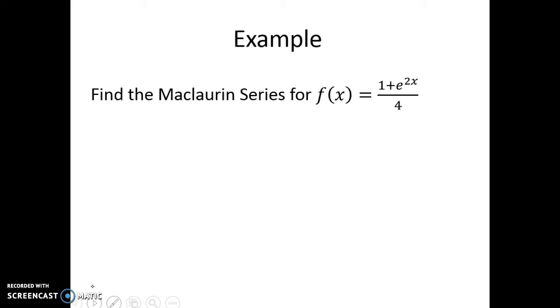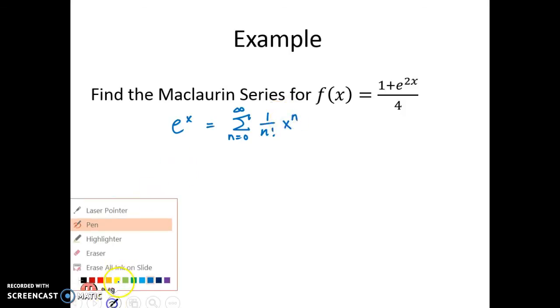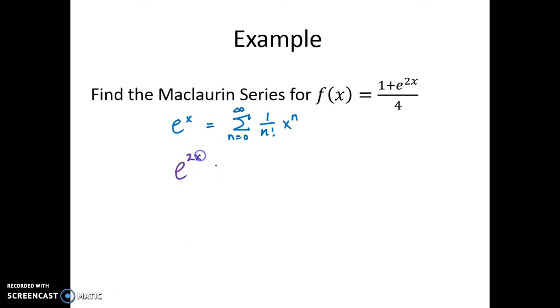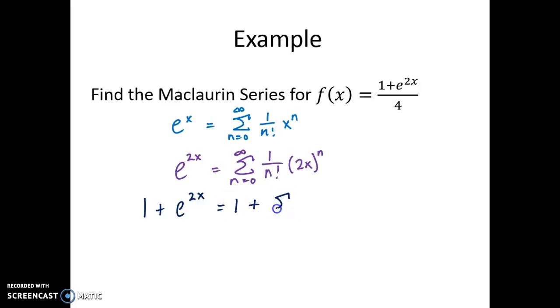And we can even make things more complicated. We will remember order of operations as we do this, and we're going to say, well, I know e to the x is the summation of 1 over n factorial times x to the n. So that means that e to the 2x would just be the same thing, except instead of x to the n, it's going to be 2x to the n. And then I know that 1 plus e to the 2x would be 1 plus this sum.